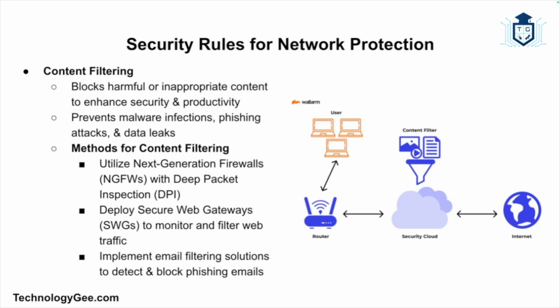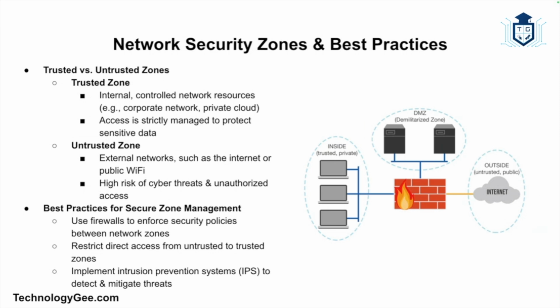Next, we have content filtering, and this prevents access to harmful or inappropriate content, which improves network security and productivity. The methods for content filtering are as follows. You want to use next generation firewalls with deep packet inspection. You want to deploy secure web gateways to inspect web traffic, and you want to implement email filtering to prevent phishing attacks.